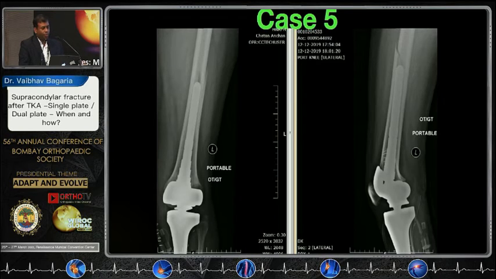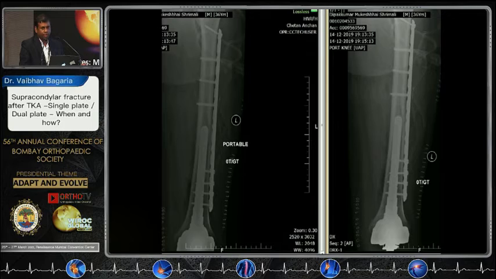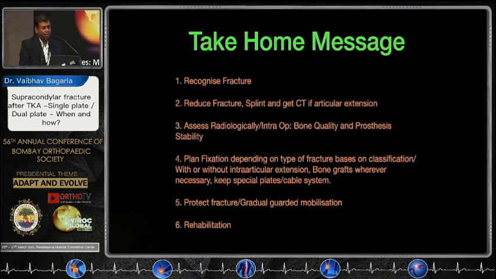So the only place where you can actually do a single plate is this one, and that is why I have kept it at the end. Very simple, straightforward fractures where you can do this. So this is the only indication for me to use a single plate. All other things, I feel that we should use dual plate or dual fixation method.